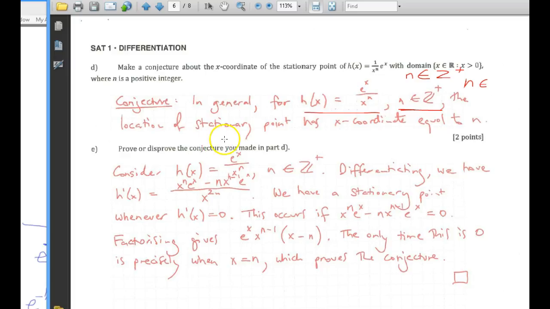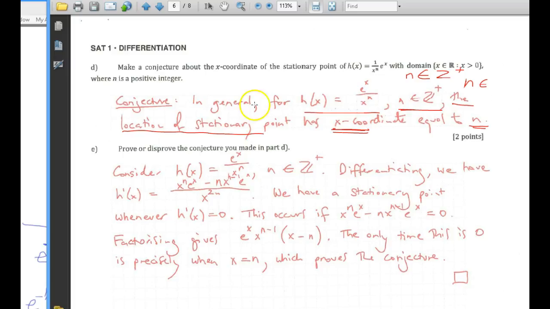Then the location of the stationary point, so that's what the conjecture is all about. The location of the stationary point, only for this function, not for any other function, has an x coordinate... Now, lots of people left that out... has an x coordinate equal to n. Does that detail help you a bit with how you express the conjecture? You've got to repeat all that information that you're given.